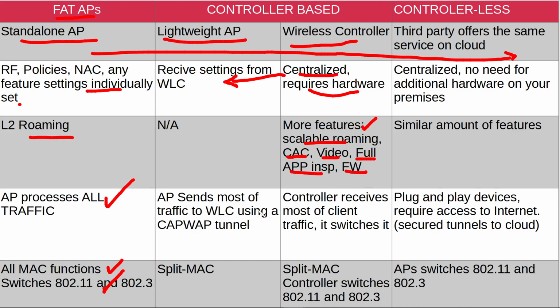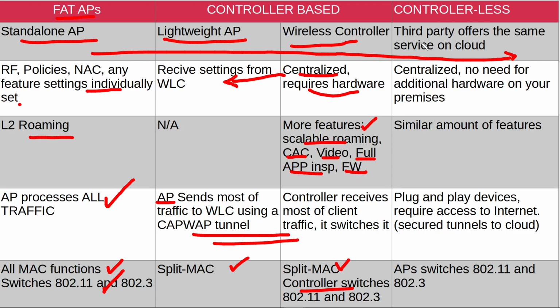The way that this worked was that the lightweight access points will create a CAPWAP tunnel to the controller where most of the traffic was sent to the controller. The solution will use a split MAC where the controller was in charge of switching traffic between the wireless network and the wired network. The more recent solutions are known as controllerless.